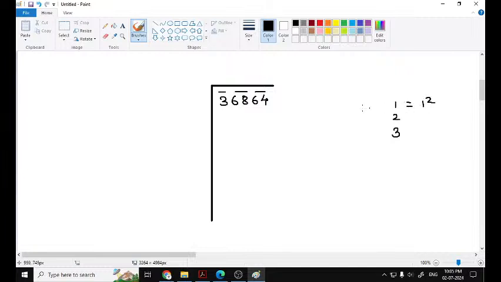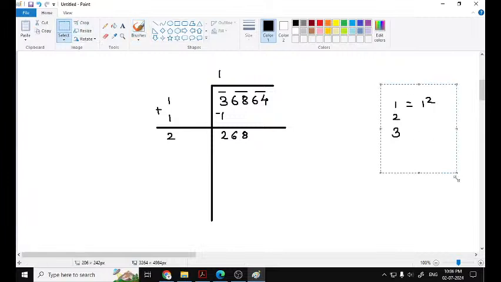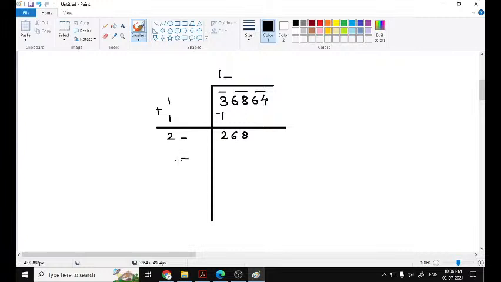It is 1 square. So we write 1 at 3 places. Here we add these digits to get 2, and the product of these numbers is subtracted from this period and we get 2. And now let us take 68 down. Now we have to find out a digit which will be written at 3 places, and the product of these two numbers will be closer, smaller or exactly same as 268.